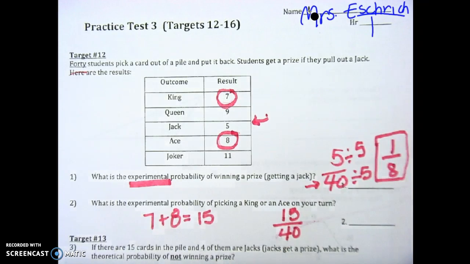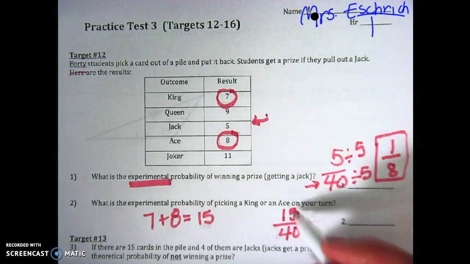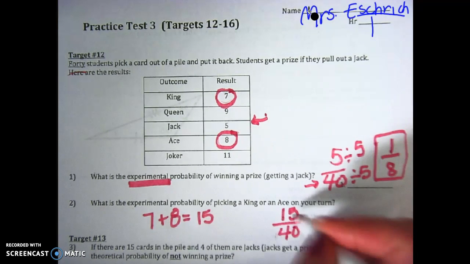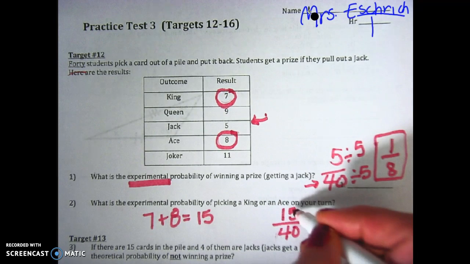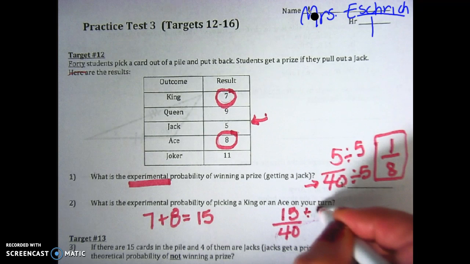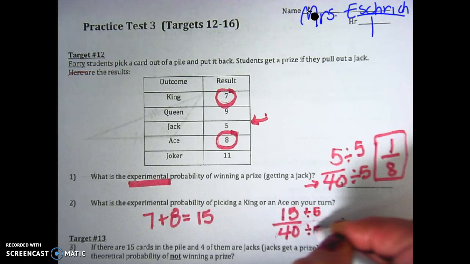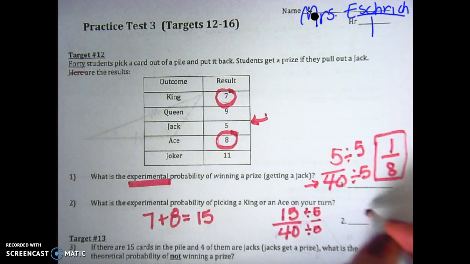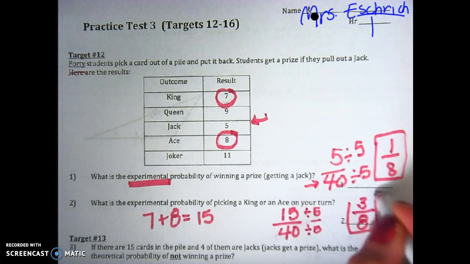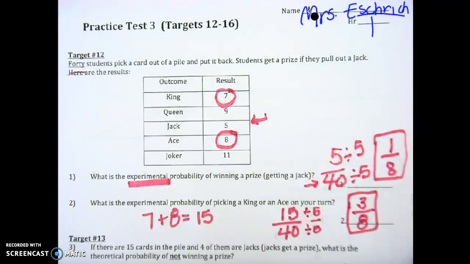Okay, once again, that is not in its simplest form. What number goes into 15 and 40 evenly? Well, I see that this both ends in 5 and 0, so we know 5 does. And we're dividing it by 5 over 5, so that is 3. Once again, 8. And that's our answer.